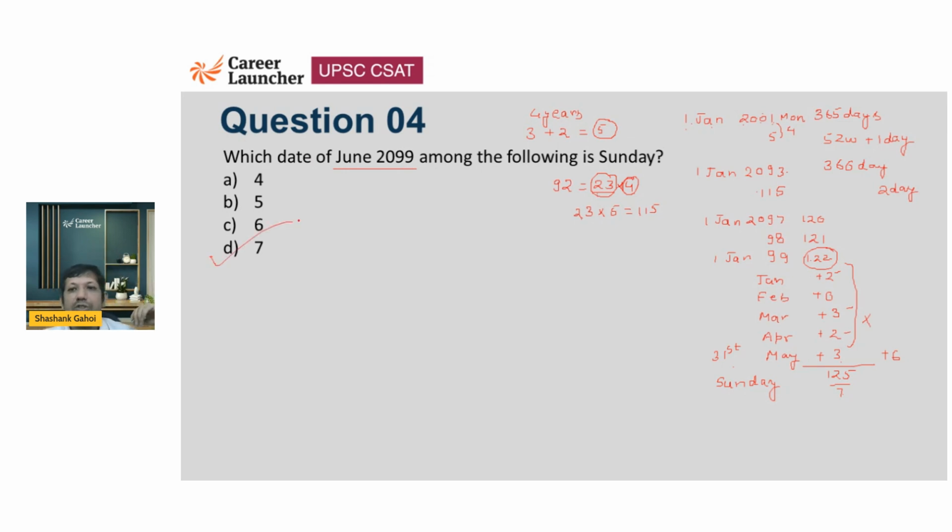So answer of this question is going to be option D. Whenever you see a question of calendar, always remember that you are going to get 4 extra days, 5 extra days in every 4 consecutive years, and this is something that you need to remember.